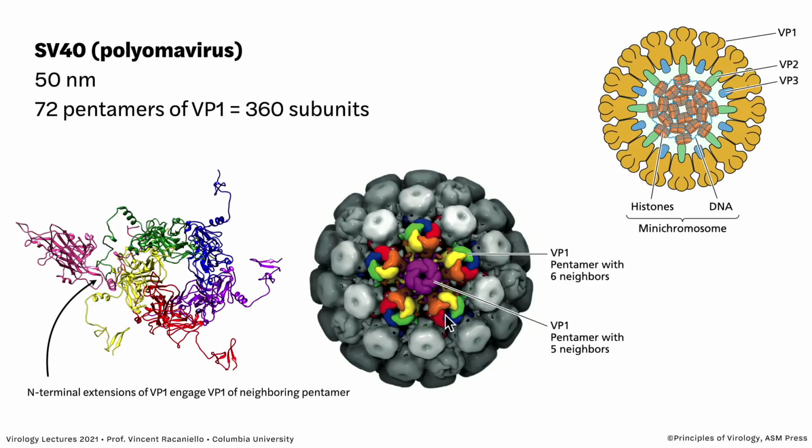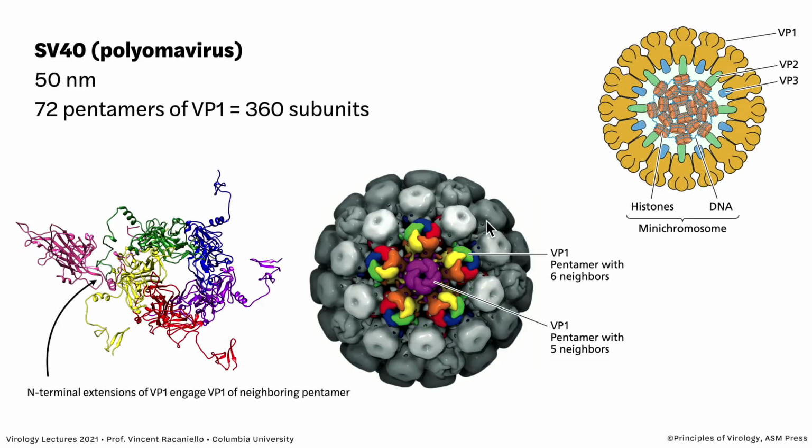But what's really cool about this one is that these pentamers are locked together by the N-termini and the C-termini of the VP1 subunit. So you can see here the N-terminal extensions of VP1 are engaging VP1 of the neighboring pentamer. See, this purple magenta actually is going into the yellow pentamer. It's forming non-covalent bonds, of course, and that holds it together. It gives the particle great stability. So it's another example of how you can build very stable particles.